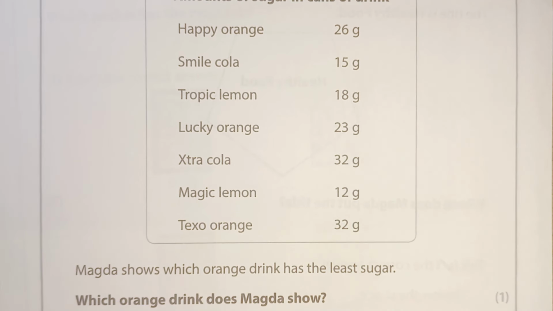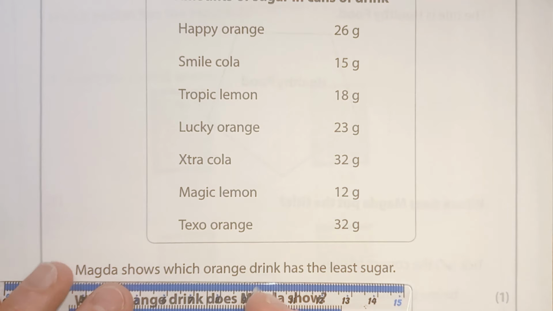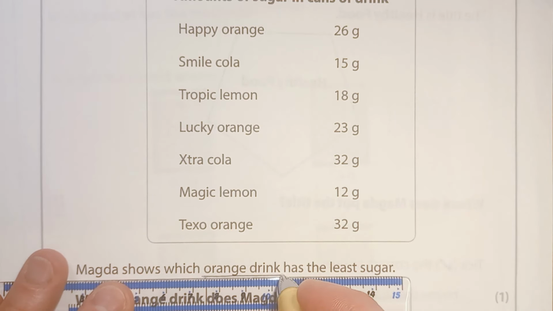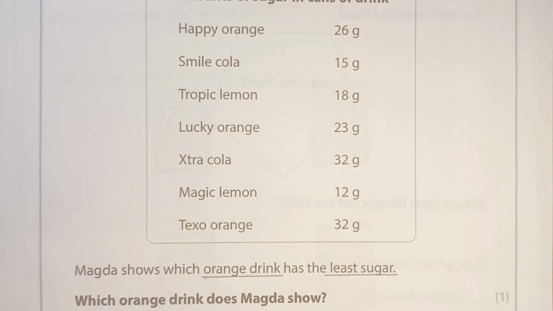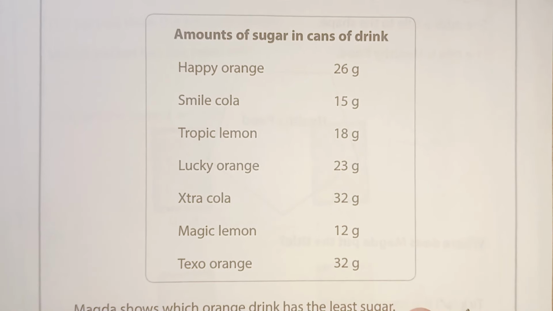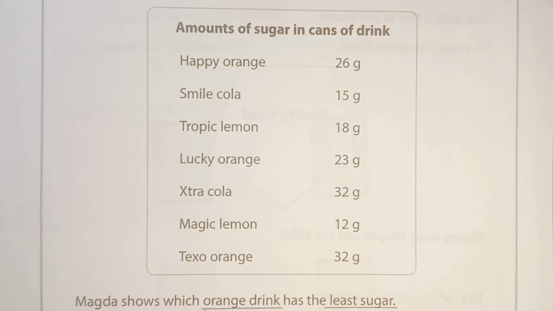Magda shows which orange drink has the least sugar. Which orange drink does Magda show? So again, we've got 2 bits of information here. Which orange drink and least sugar? Okay, so first of all, we only want the orange drinks.